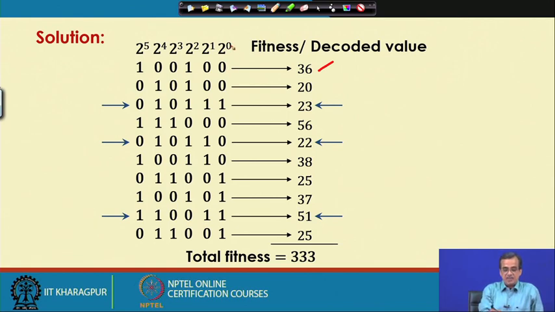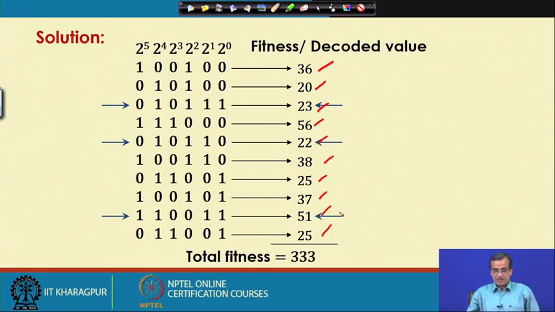So, 0 multiplied by 2 raised to the power 0, plus 0 multiplied by 2 raised to the power 1, plus 1 multiplied by 2 raised to the power 2, plus 0 multiplied by 2 raised to the power 3, plus 0 multiplied by 2 raised to the power 4, plus 1 multiplied by 2 raised to the power 5. If we calculate, we will get 36. Similarly, for all the GA strings, we find out their decoded values for all 10 GA strings.